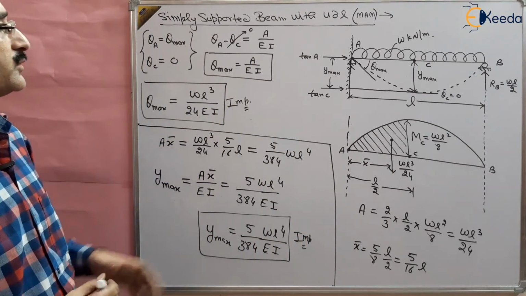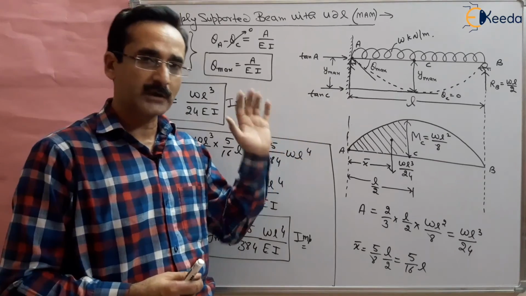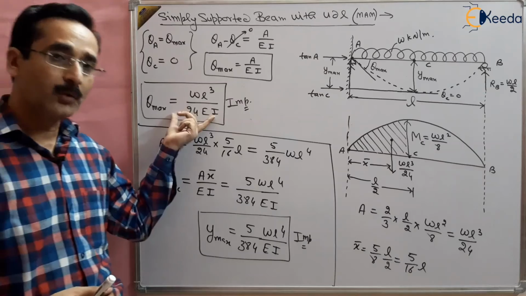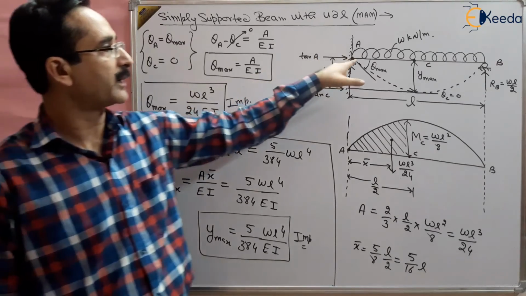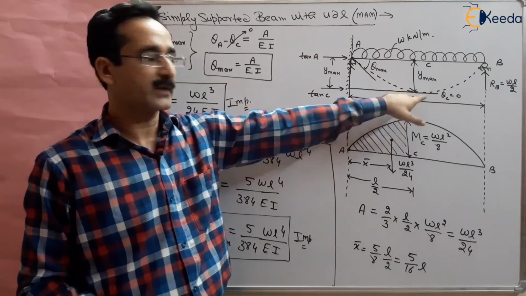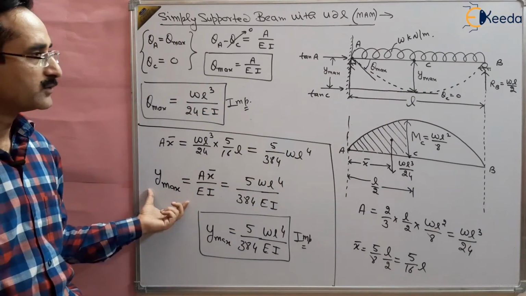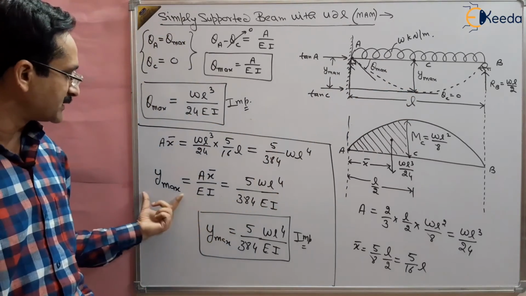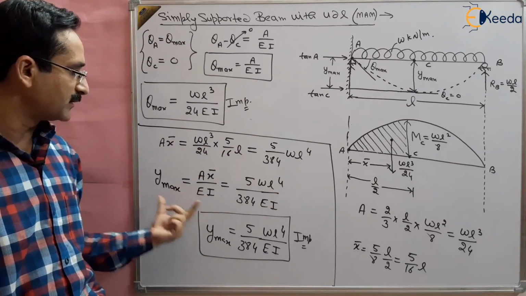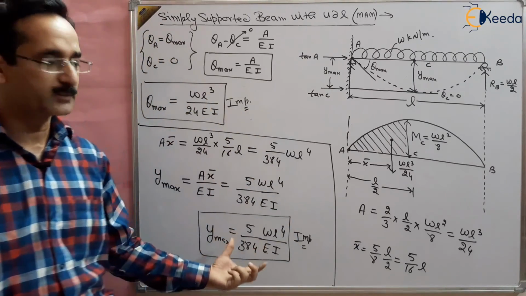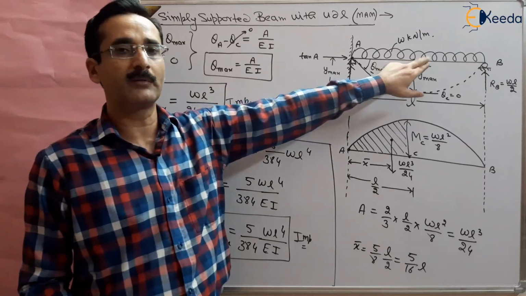So using Moore's first theorem and Moore's second theorem, using the moment area method, we have obtained the maximum slope, which is obtained at point A, choosing the reference point C, and the maximum deflection, choosing the two points A and C as reference points, and the distance between the tangents of A and C gives the maximum deflection. So this is the maximum slope and this is the maximum deflection for the beam with UDL.